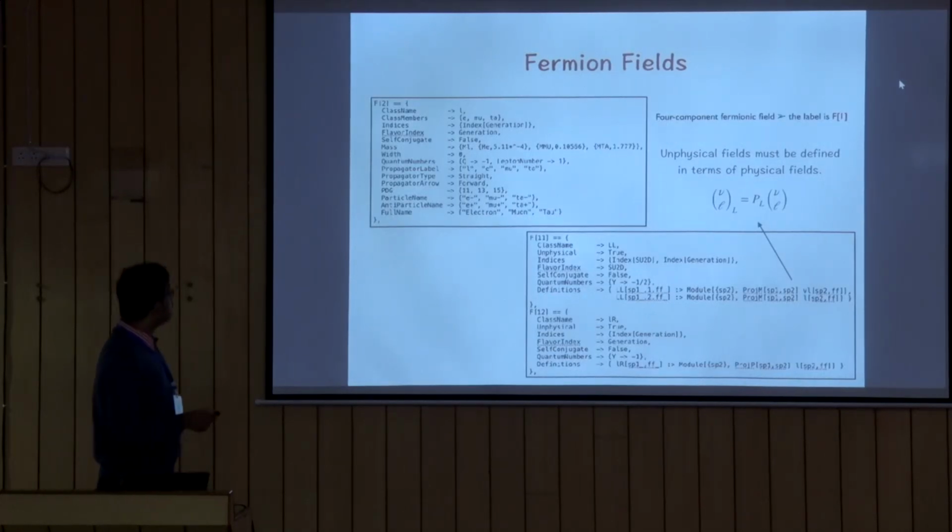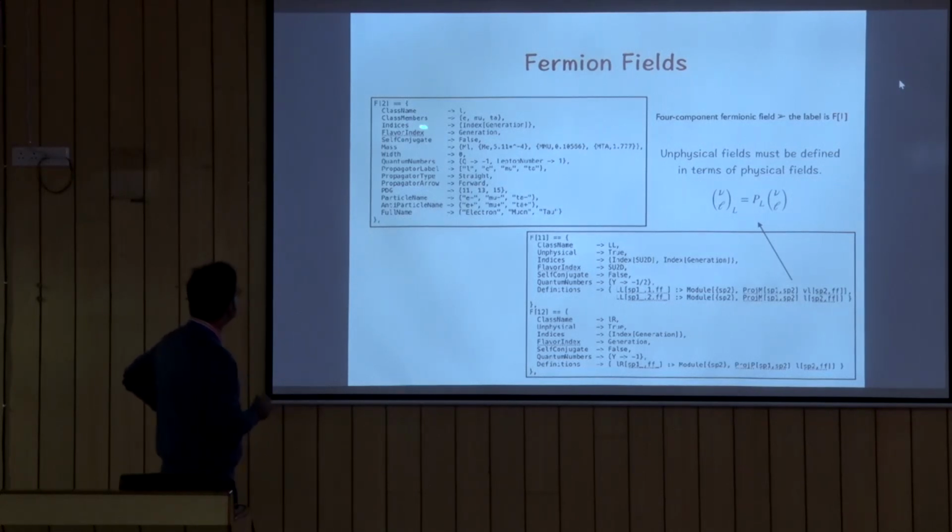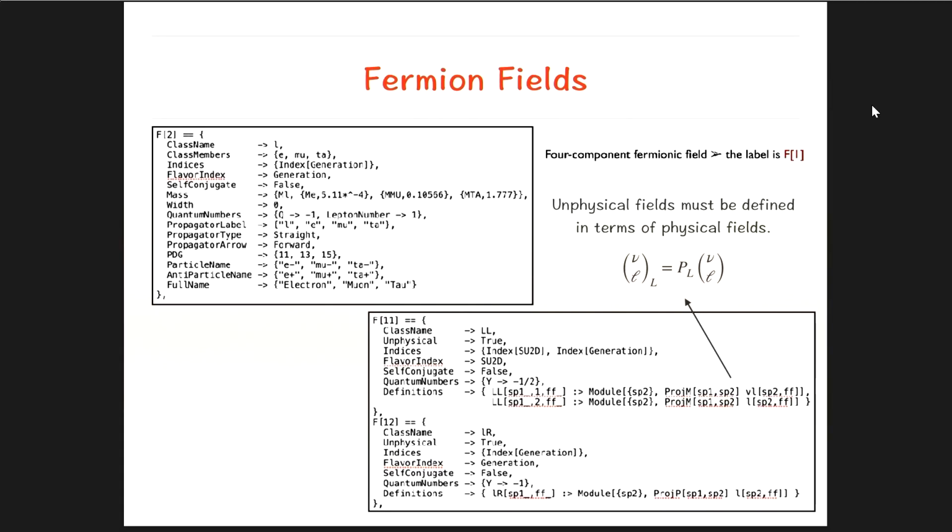Now, let's talk about the fermion fields. So, this is the class name. This is the one which defines the physical fermions, like for example L, which has the electron, muon and tau in it. And the indices will have the generation index, as you can understand, since it will have 3 generations: electron, muon and tau. And these are not self-conjugate for sure. You have to define their masses, like the mass of electron, muon, tau, and so on. You assume the decay width to be 0.